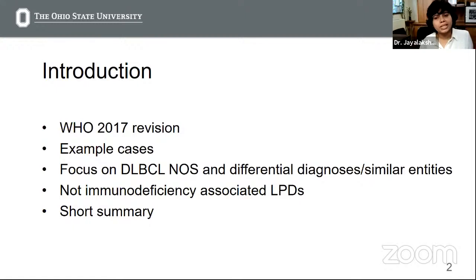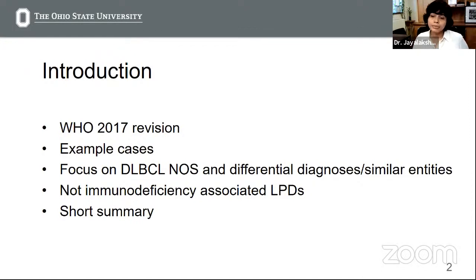So what I'm going to do is give an overview of aggressive B-cell lymphomas without much nitty-gritty detail. This will be based on the WHO 2016 revision, which came out in early 2017. I will emphasize the therapeutic and prognostic implications of the diagnosis we make. We'll focus on diffuse large B-cell lymphoma, not otherwise specified, and its differential diagnosis and similar entities, because that is where there is a little confusion in terminology and the definitive diagnosis.